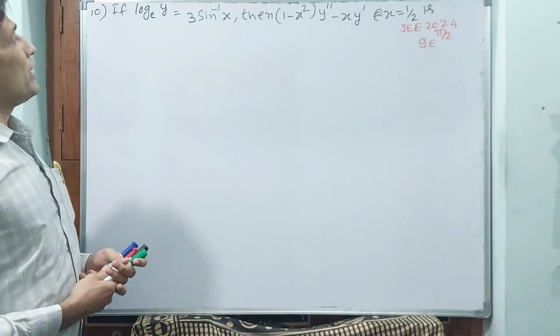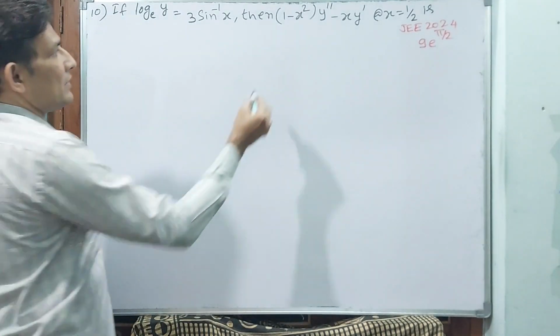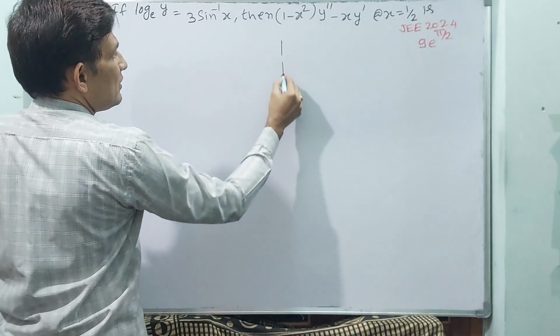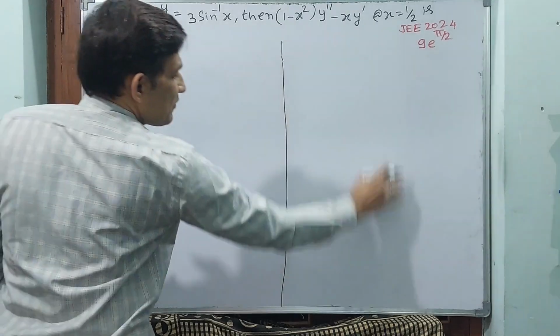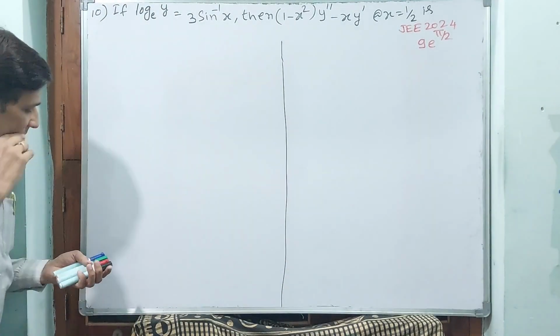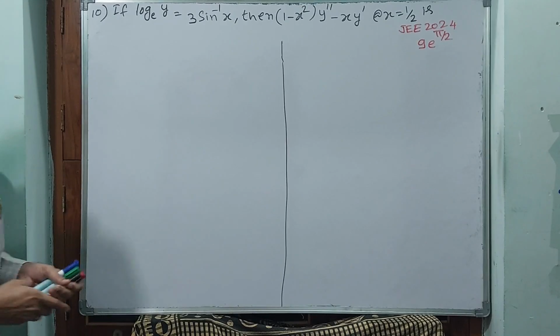Okay, see question number 10. I think it is going to take much space. I will try to solve like this. First let me solve here, afterwards we will go here. If possible, we will finish here itself, or else we have to rub this. Answer: 9 into e power pi by 2.